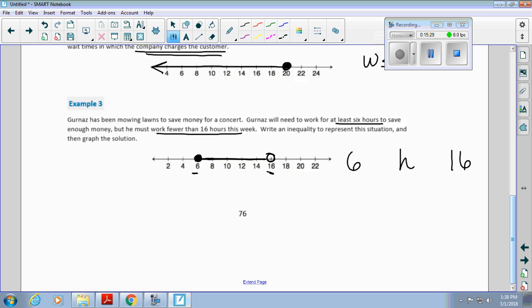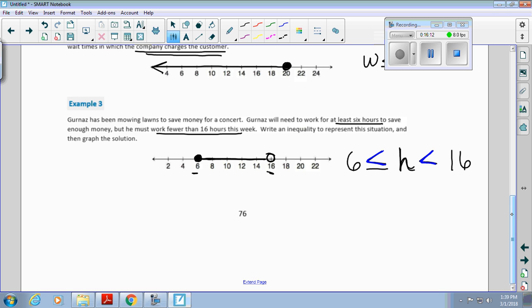And we see that it's at least. So in terms of the hours, the H, he needs to work an amount greater than or equal to 6. And we know that his hours have to be less than 16. So reading this inequality, you would say 6 is less than or equal to H, which is less than 16. Again, when you're writing inequalities, these inequality symbols for less than and greater than need to be going in the same direction. And you read them left to right.